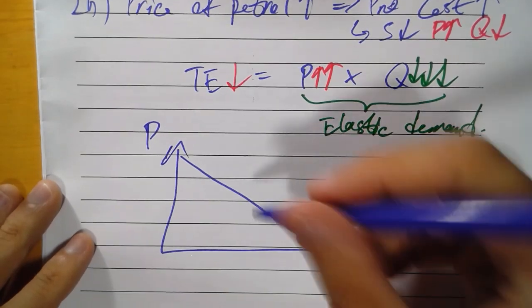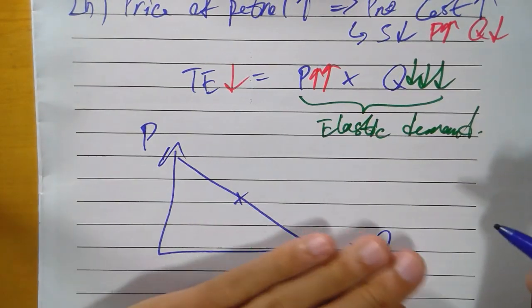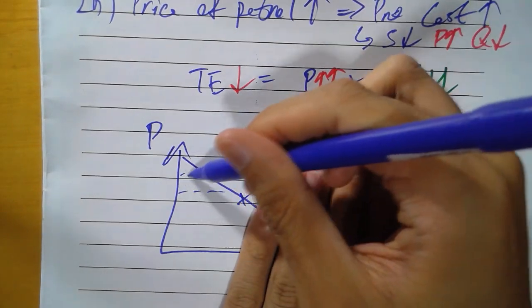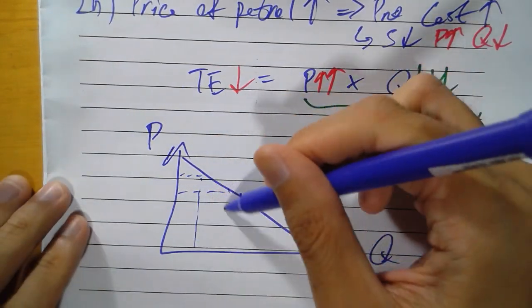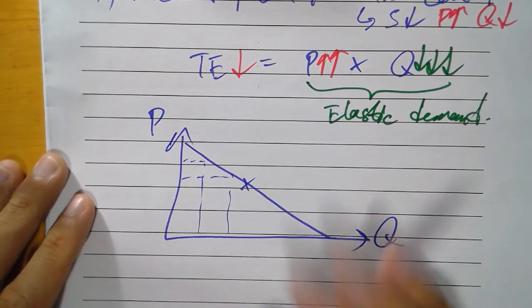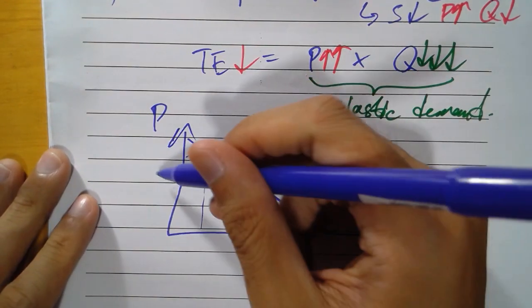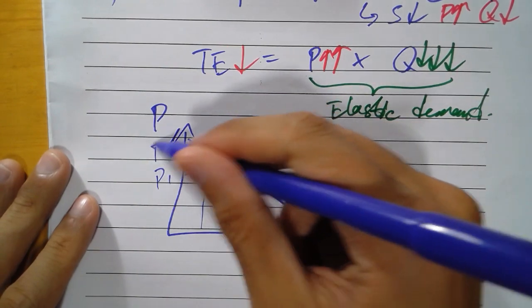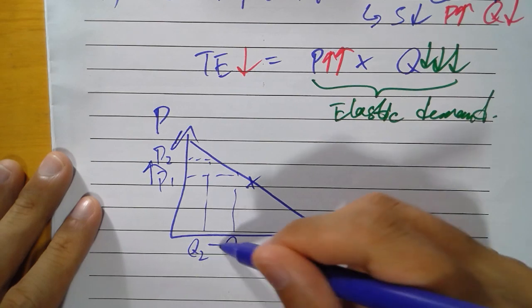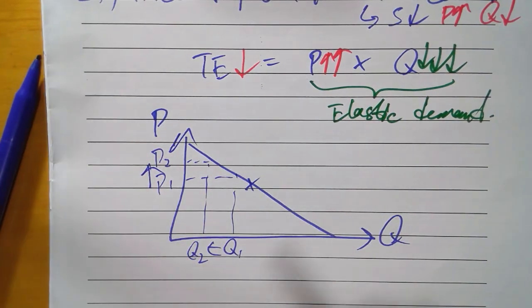Since we are elastic, then we hold this part. We do the price. We do the rise in price in the upper portion of our demand curve. P1, P2. Then this one will be Q1, Q2. So you see clearly.